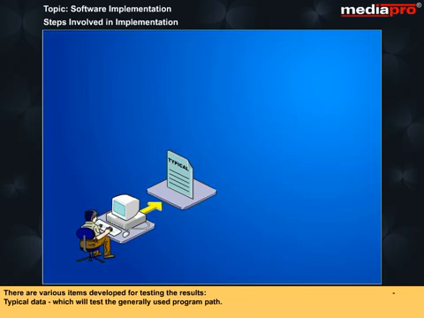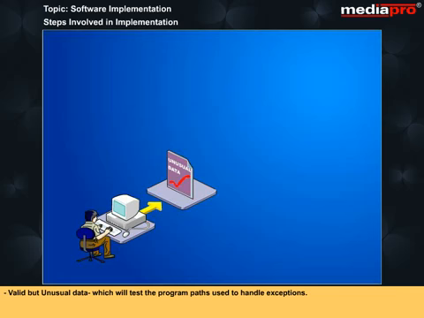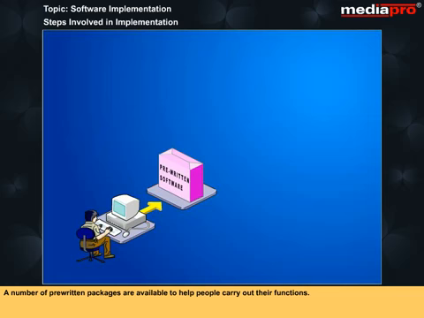There are various items developed for testing the results. Typical data, which will test the generally used program parts. Valid but unusual data, which will test the program parts used to handle exceptions. Incorrect, incomplete, inappropriate data, which will test the program error handling capabilities. A number of pre-written packages are available to help people carry out their functions.